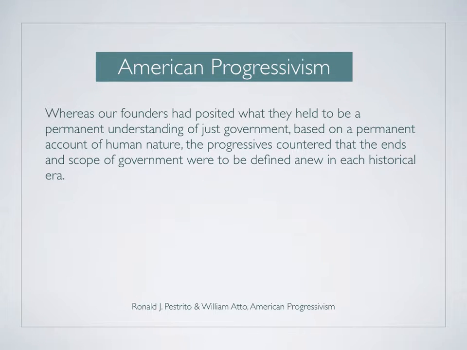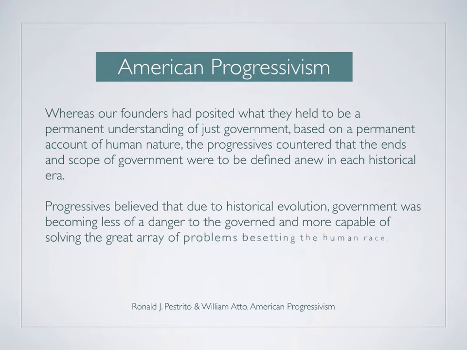Whereas our founders had posited what they held to be a permanent understanding of just government, based on a permanent account of human nature, the progressives countered that the ends and scope of government were to be defined anew in each historical era. Progressives believed that due to historical evolution, government was becoming less of a danger to the governed and more capable of solving the great array of problems besetting the human race.